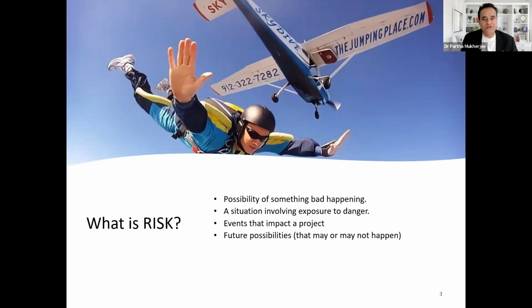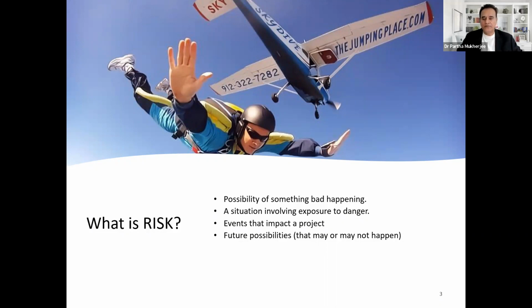Okay, so that's a possibility. If it does not happen, it is not a risk. But if it happens, then it is not a risk anymore. A risk has been fructified, and therefore it becomes an event or an issue or a challenge that I have to deal with. Clear? Okay.